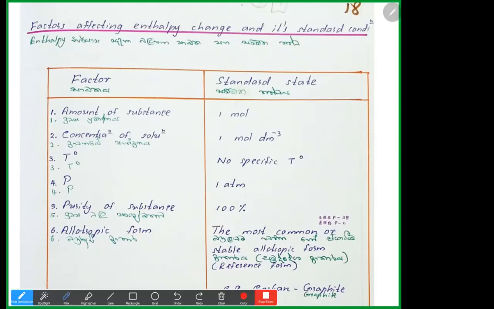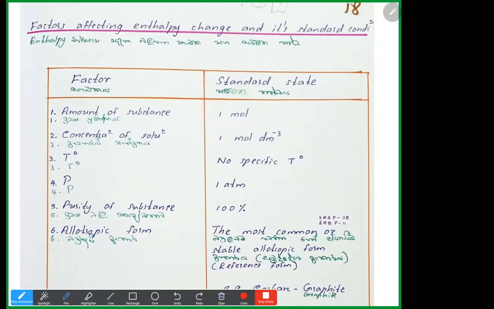So here, the factors affecting enthalpy change are amount of substance, concentration of solution, temperature, pressure, purity of substance, and allotropic form. And then the standards: amount of substance is supposed to be 1 mole as a standard, because we know that enthalpy depends on amount. So we should get enthalpy per mole.